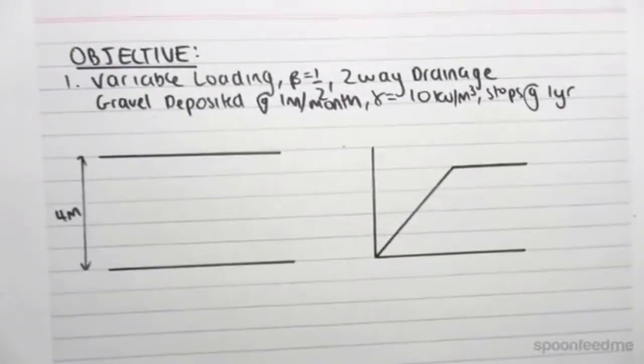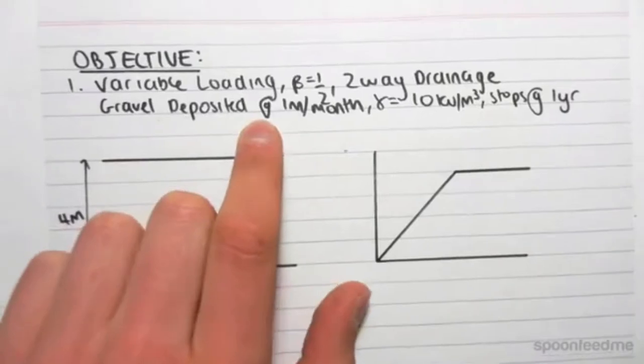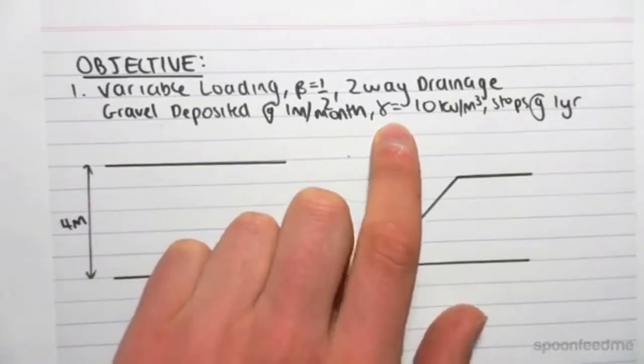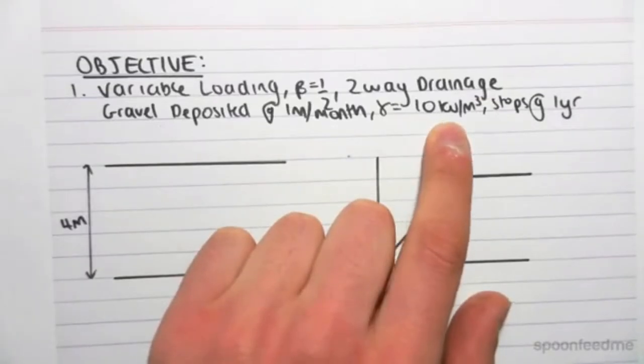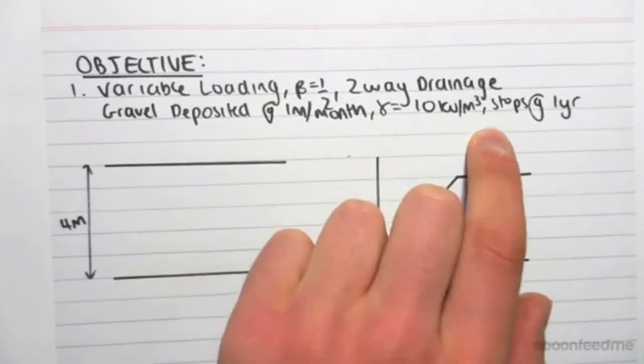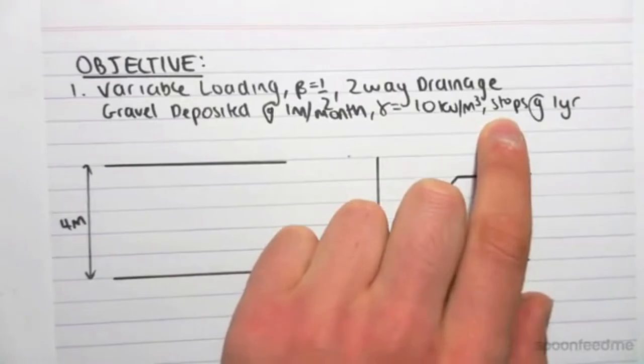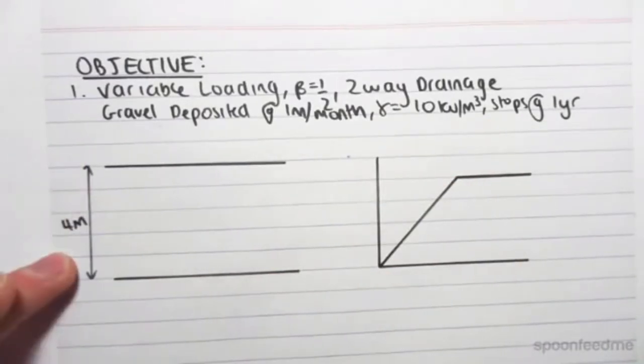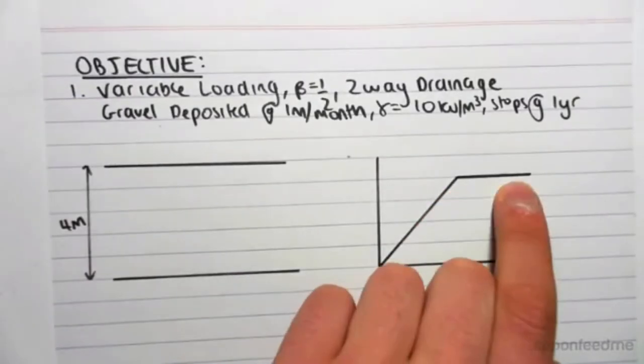So the question said that gravel is being deposited at a rate of 1 meter per month. The unit weight of gravel is given as 10 kilonewtons per meter cubed, and this deposition stops after 1 year, right? Our soil profile is 4 meters thick, and our graph's going to look something like this.